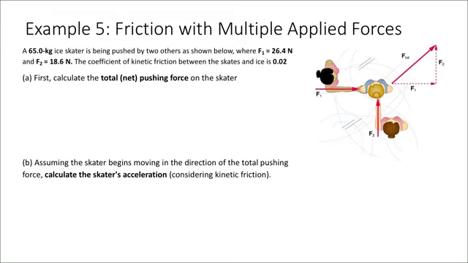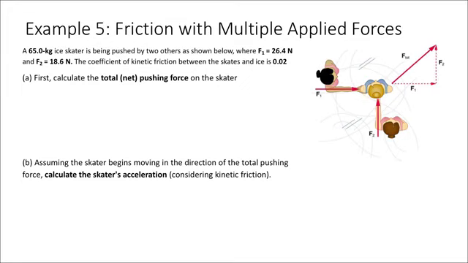All right, so for our final example, let's take a look at how we calculate friction when we have multiple applied forces. In this case, we have a 65 kilogram ice skater who's being pushed by two other ice skaters as shown to the right. We're given the pushing forces here in newtons. We're also given the coefficient of kinetic friction between their skates and the ice.